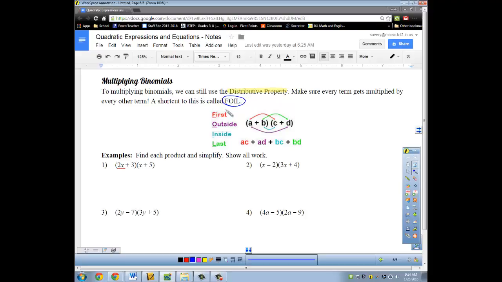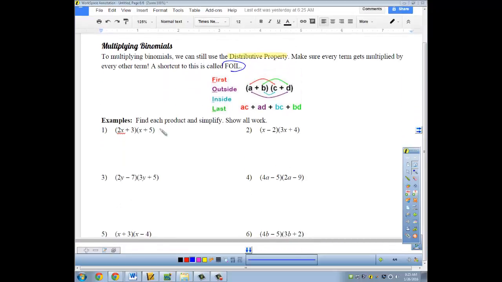You always start with the first terms in your binomials and then go to the outside term. So like A and D would be your outside. And then go to the inside term, so B and C. And then the last term, so B and D. So again, this is just a method to help you keep yourself organized, and not accidentally doing something more than once or forgetting something. So you could do the first terms in each set of parentheses, the outside terms, so A and D, the inside, so B and C, and then the last terms, B and D.